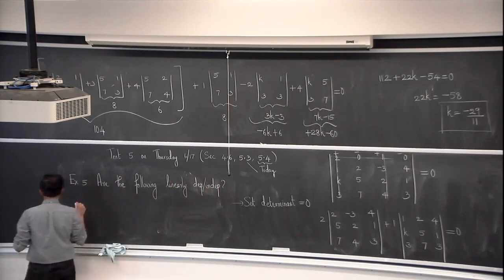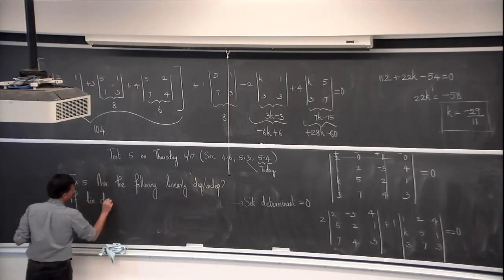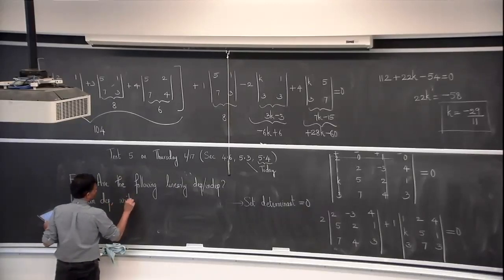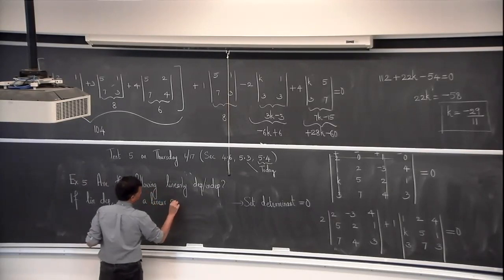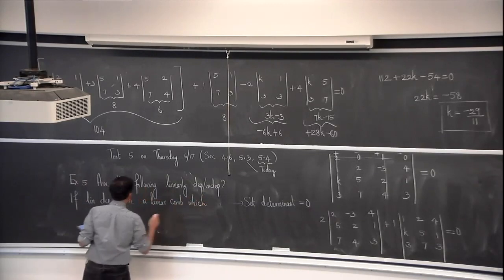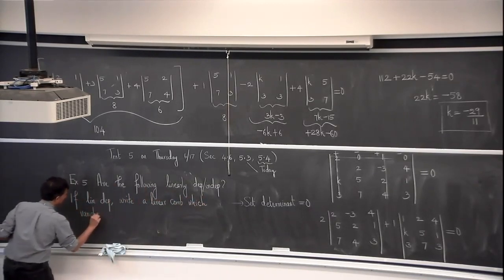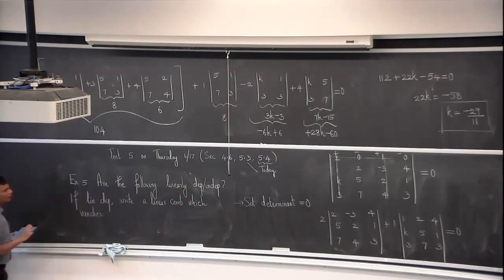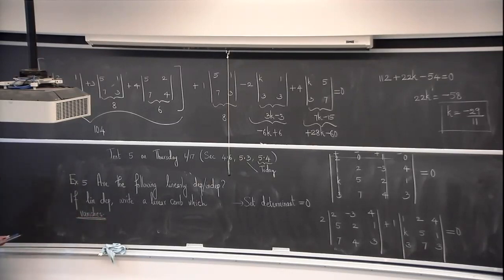If linearly dependent, write a linear combination which vanishes. And before I write the question, does anybody understand what this word means in a mathematical context?